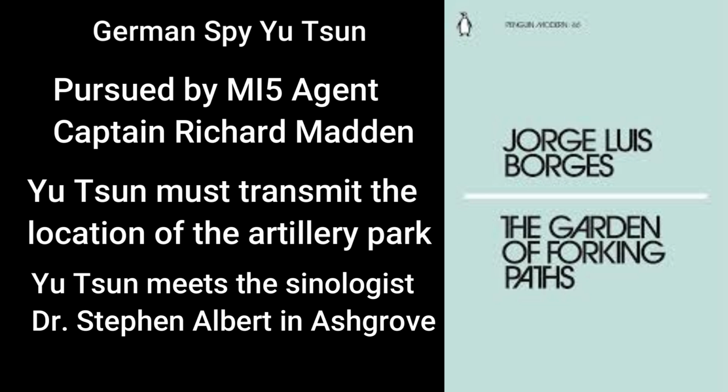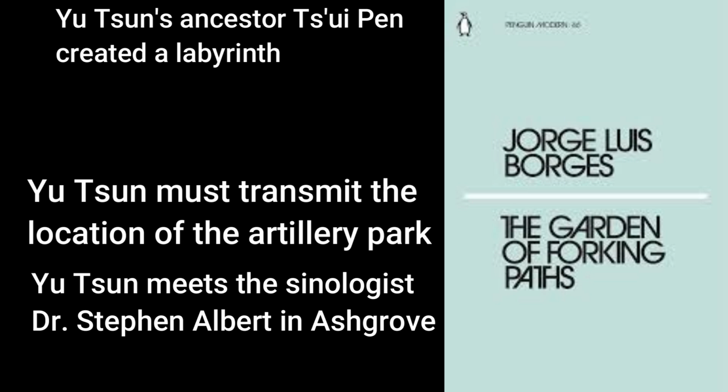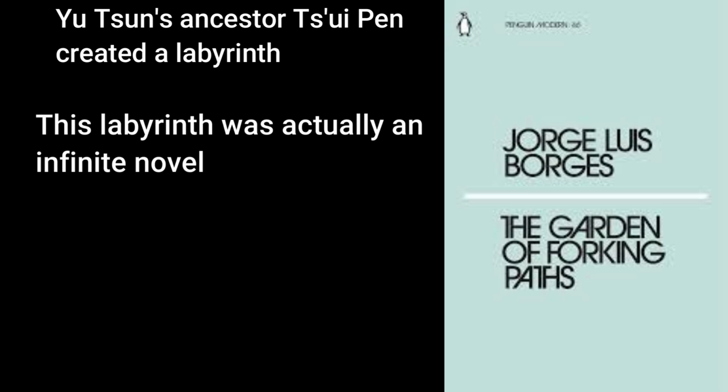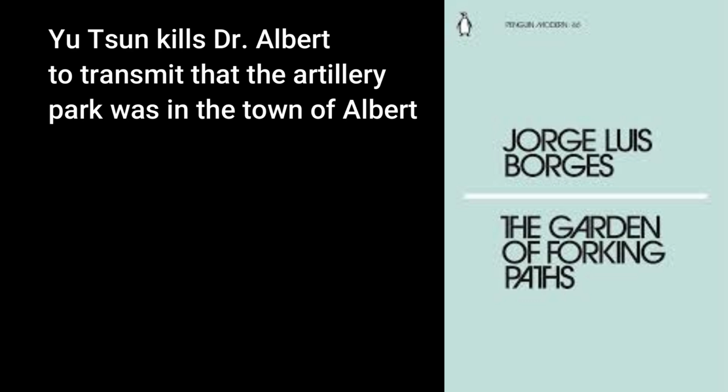Albert explains that Tlön's ancestor, Tsui Pen, attempted to create an infinite labyrinth, but it wasn't actually a physical labyrinth, rather it was an endless novel. Tlön shoots and kills Albert to ensure that the name Albert appears in the newspaper headlines. He does this because he found out that the artillery park of the British is in the town of Albert. So, while he is caught and killed, he is able to transmit the location to the Germans. So that's the very basic overview.